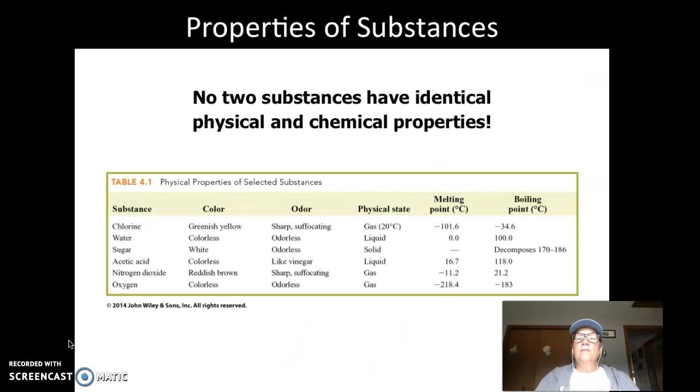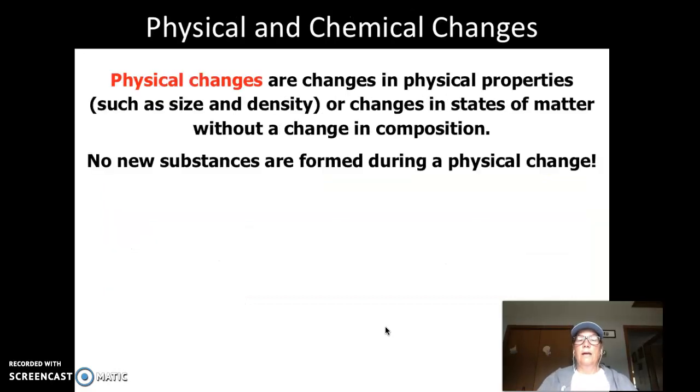The properties of substances, again, here we have the physical ones. If you're talking about chlorine, the color, its odor, it's a gas, melting and boiling point. Here we have oxygen, colorless, odorless, it's a gas. And again, these are all physical properties. The thing to remember about substances, no two substances are going to have the same physical and chemical properties. They're not identical. They could be close, but they would never be identical. They'd be different substances, okay?